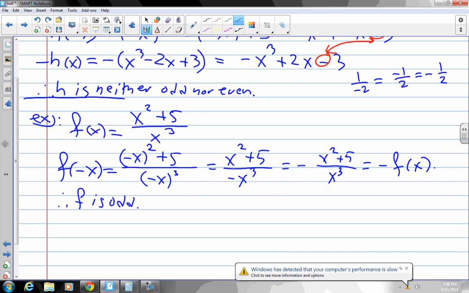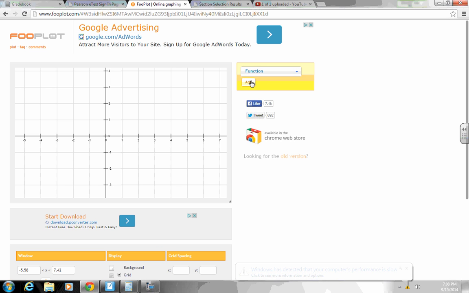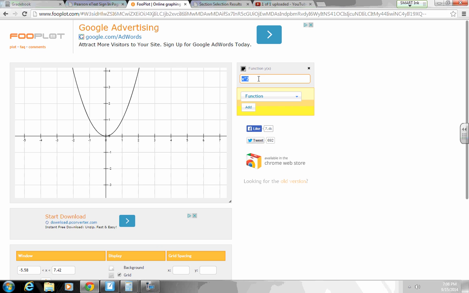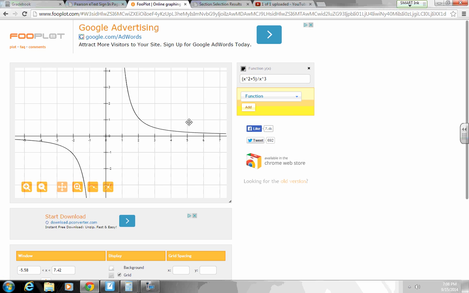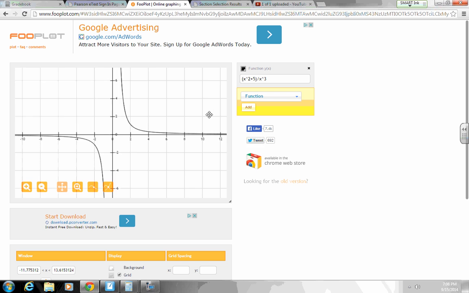What kind of symmetry does this function have? Origin, right? And let me show you. If I graph it, what was that function? X squared plus 5 over x cubed. So you see how it is? It's rotated around the origin. So this is a graph of an odd function.